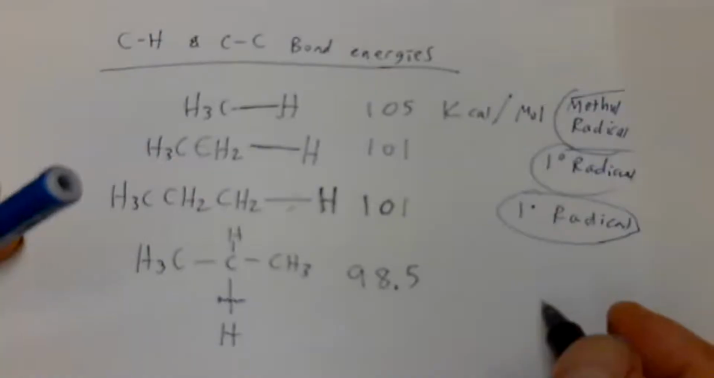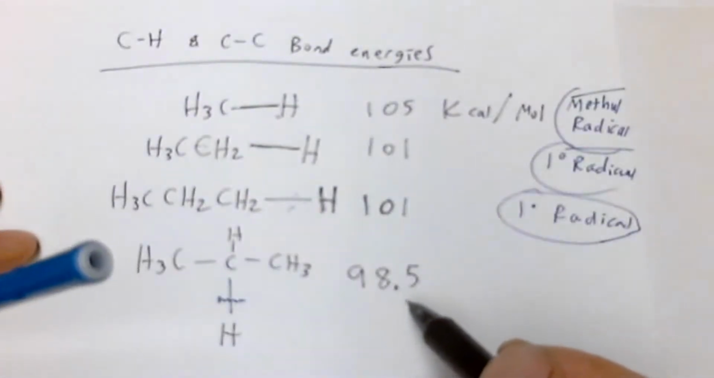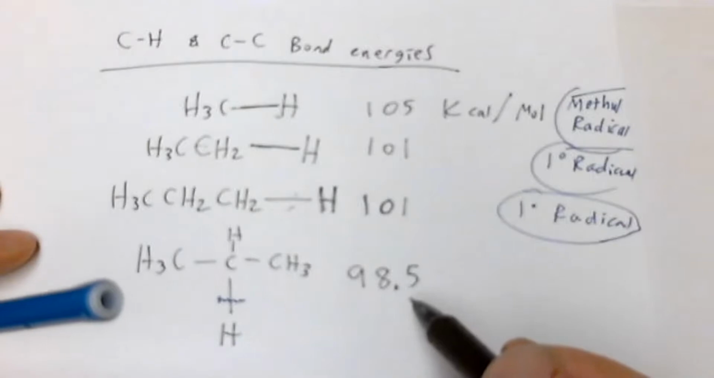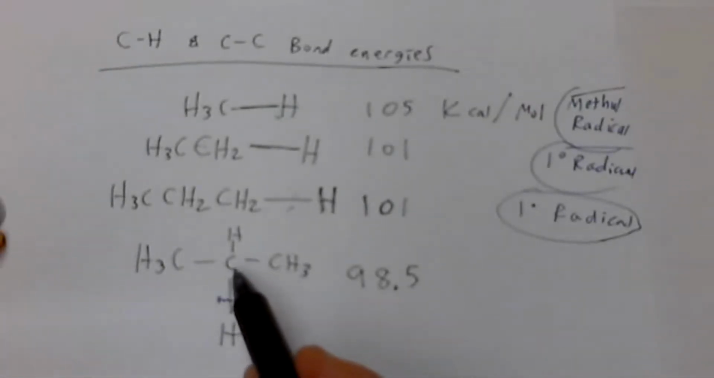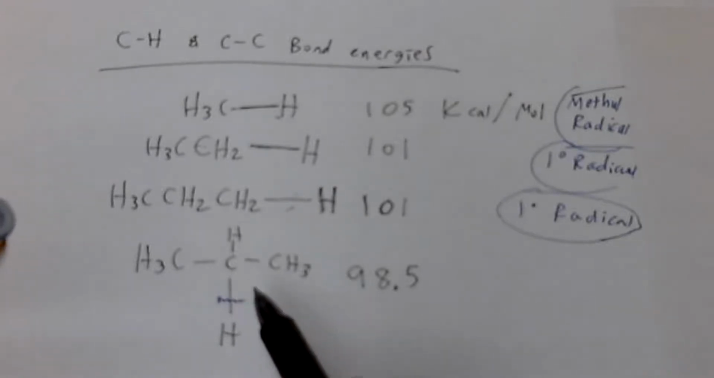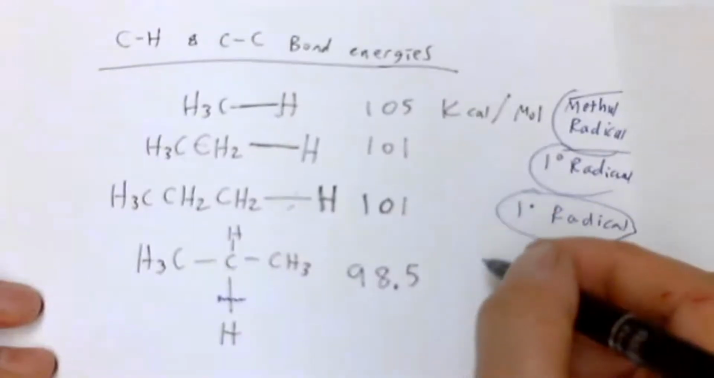So stronger bond or weaker bond? A little bit weaker. And the radical, if you imagine this gets cleaved and you're left with a C dot, is this a primary, secondary, or tertiary radical? Secondary. Yep, so this would be a secondary radical.